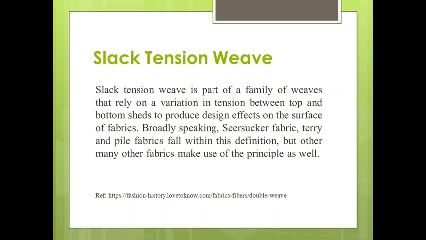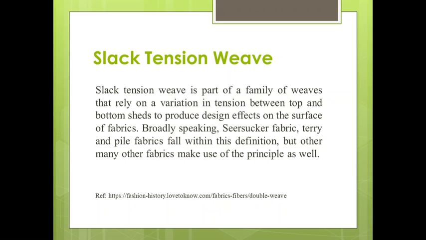Slack tension weave, as the name suggests, involves variation in the tension on the warp. This slack tension weave is part of a family of weaves that rely on a variation in tension between top and bottom sheds to produce design effects on the surface of fabrics. By employing different tension on the top shed and the bottom shed, different design effects are produced.